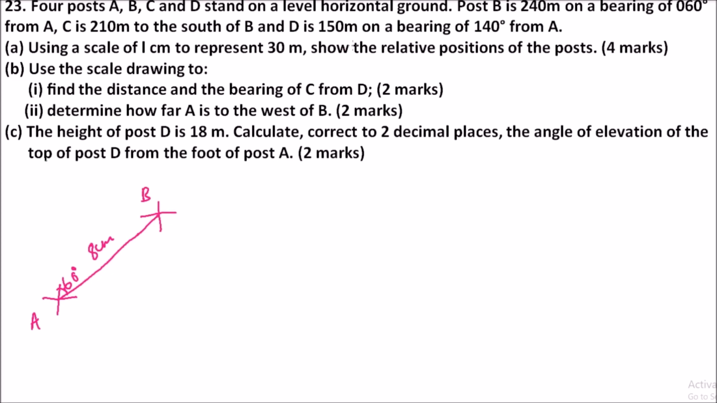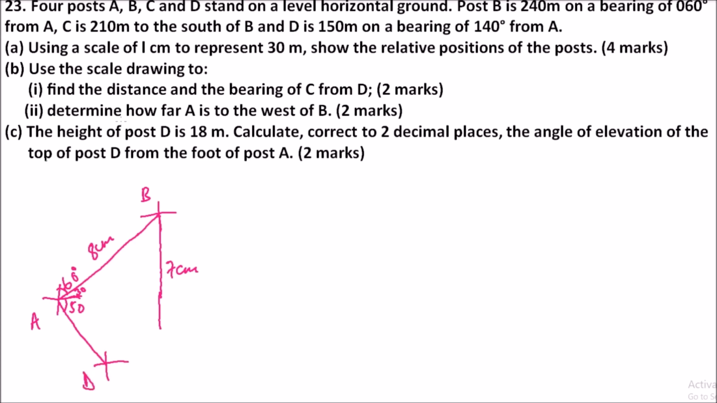Then we are told that C is 210 meters south of B, so you extend this line, and since it is 210, you measure 7 centimeters, because 210 divided by 30 is 7. Then D is 150, so you divide by 30, which is 5. For 140, since the angle up to there is 90, you add another angle of 50, so this angle is 50, this is 30, so that adds up to 140, and this is where you find your D.